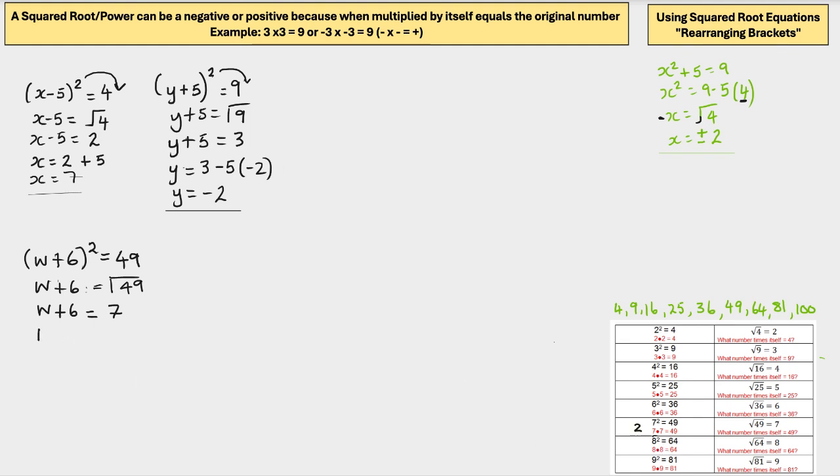So back to normal, we're trying to find what our unknown is, w. So we take that 7 over, it's a plus, 7 minus 6. So w equals 6.